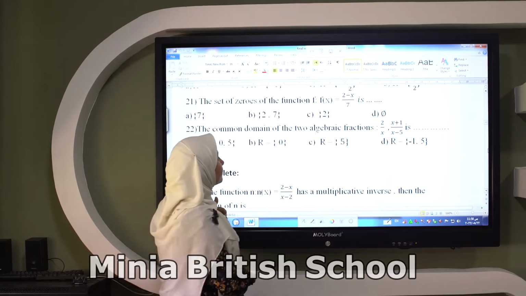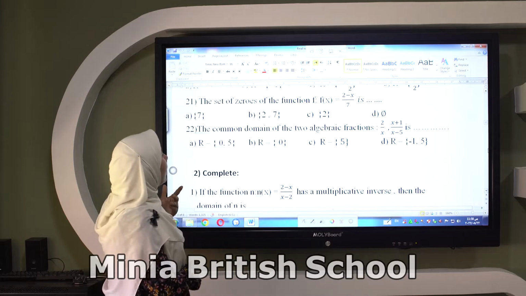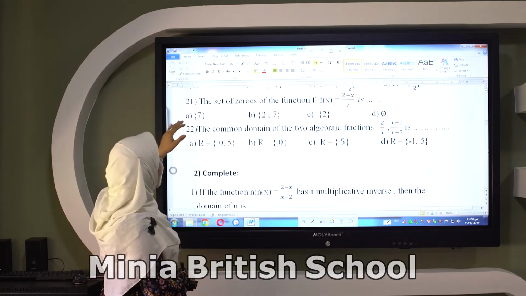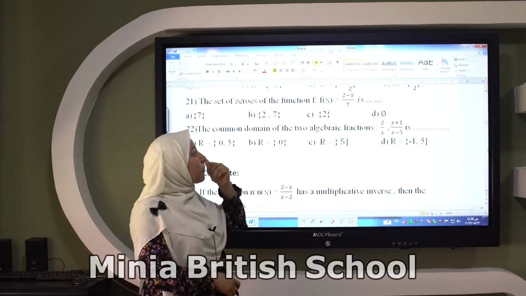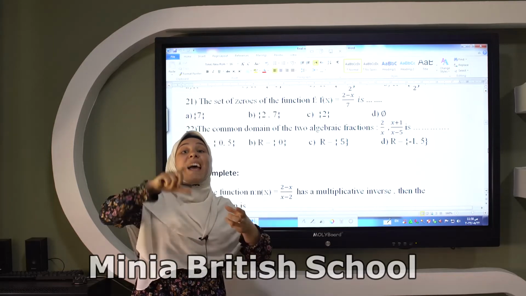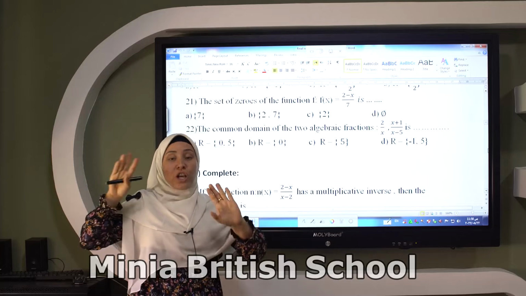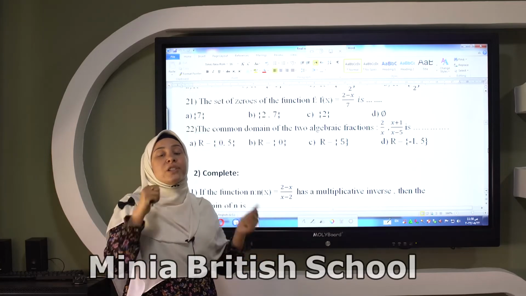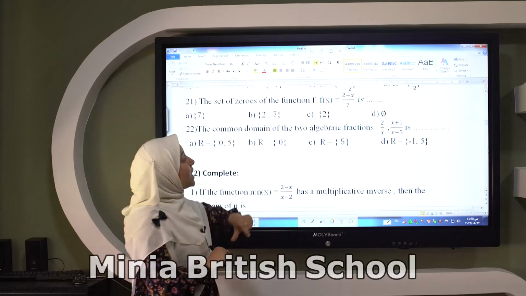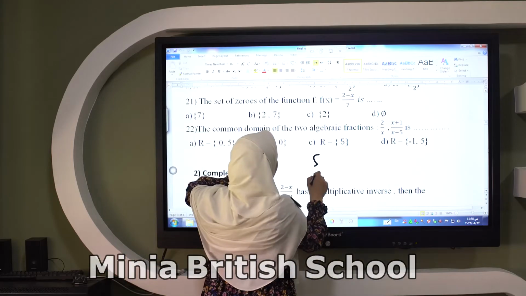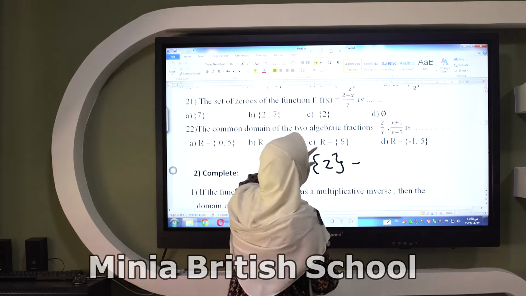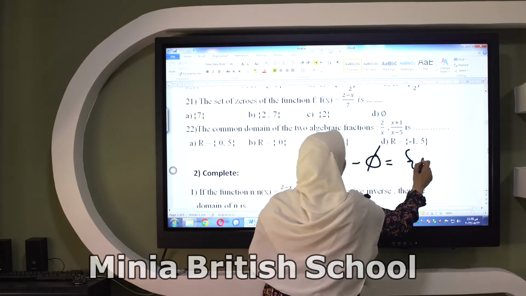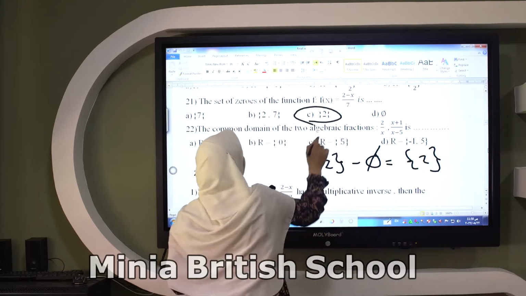Number 22, I'm sorry, number 21, set of zeros of a function. I need to find the set of zeros of an algebraic fraction function. So the set of zeros here is the set of zeros of the numerator minus the set of zeros of the denominator. The set of zeros of the numerator equals the set of element 2, minus the set of zeros of the denominator, here 5. So the solution set is the set of element 2, letter C.